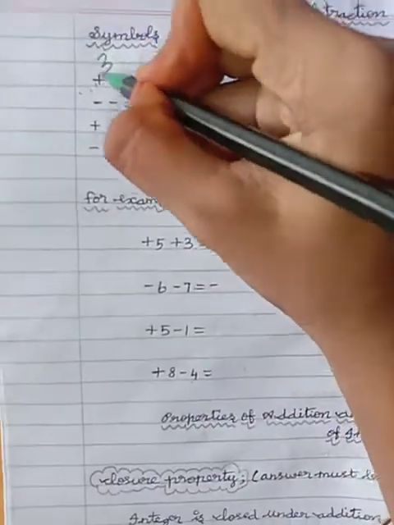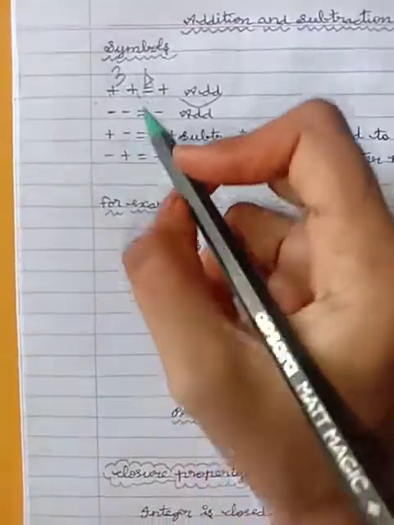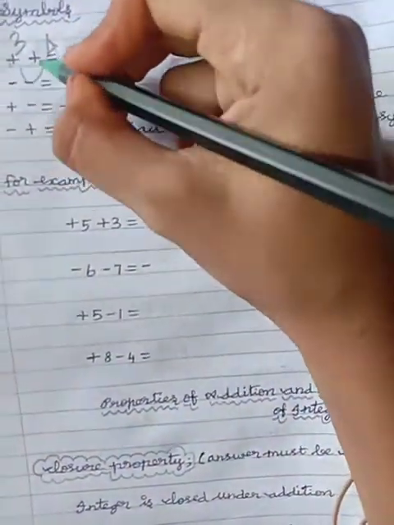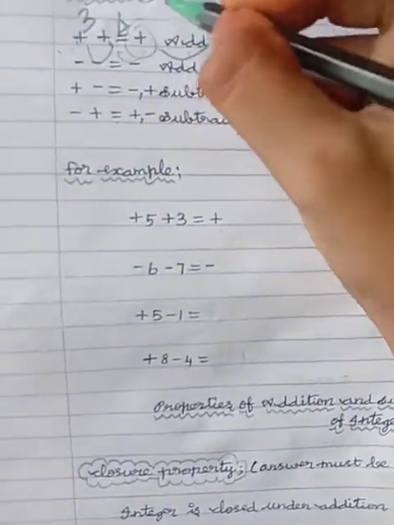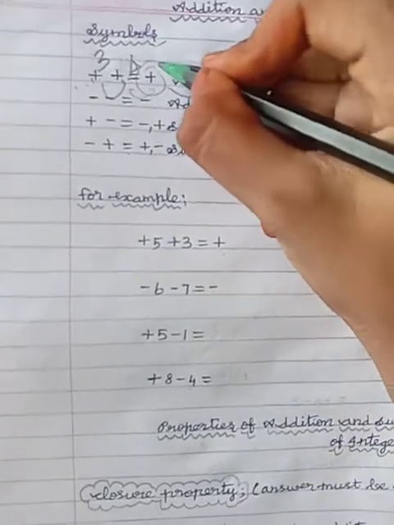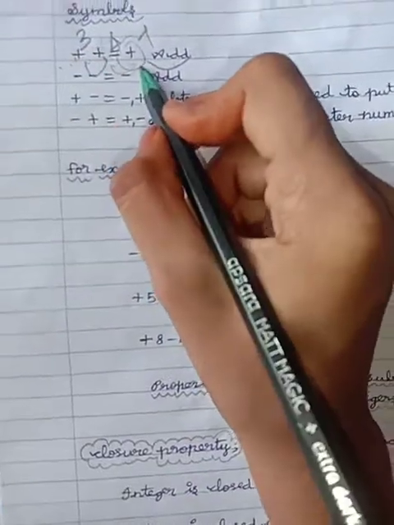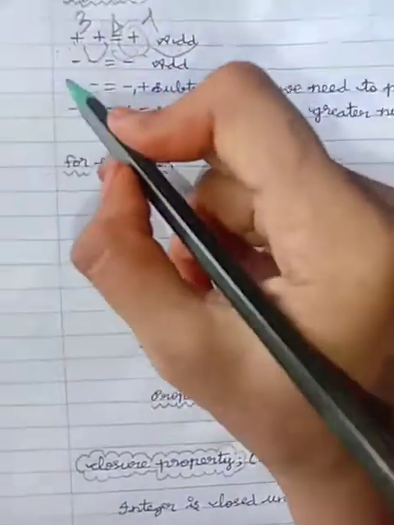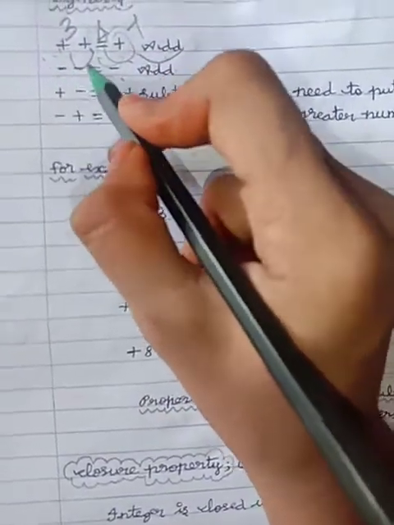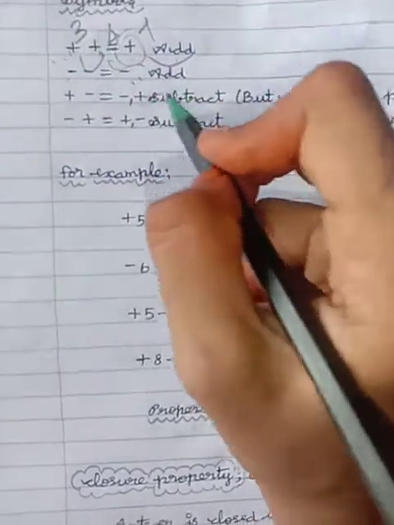For example, plus 3 plus 4, like that they have given. So plus 3 plus 4 is equal to the same symbol. So plus, how many will come? Plus 7. 3 plus 4 is 7 only. So we need to put the same symbol, that's plus, and we need to add. Here also we need to put the same symbol, minus, and we need to add that.